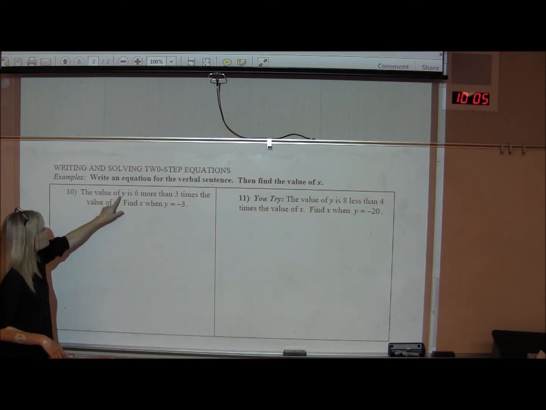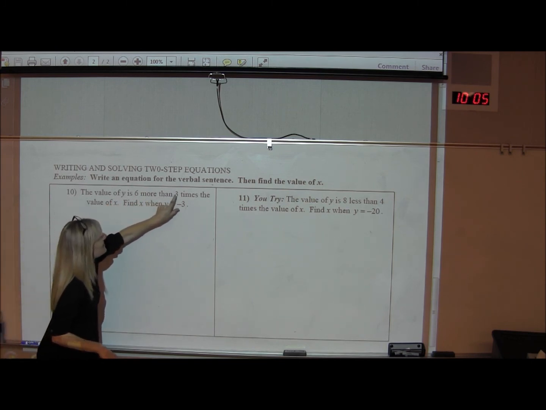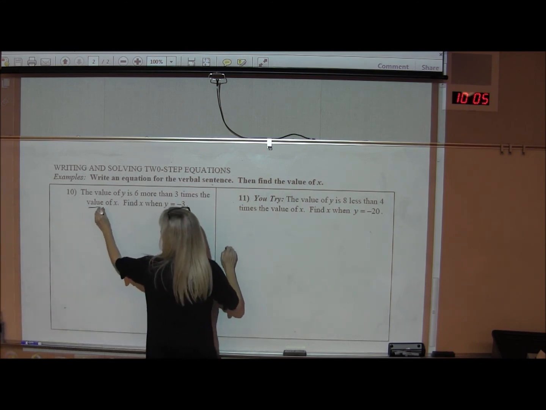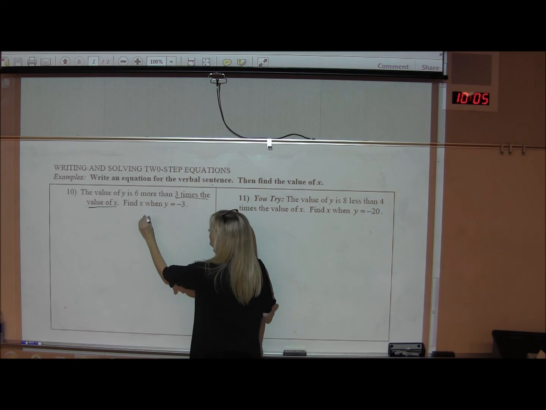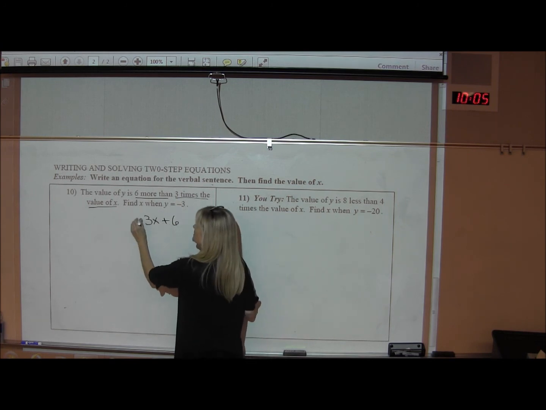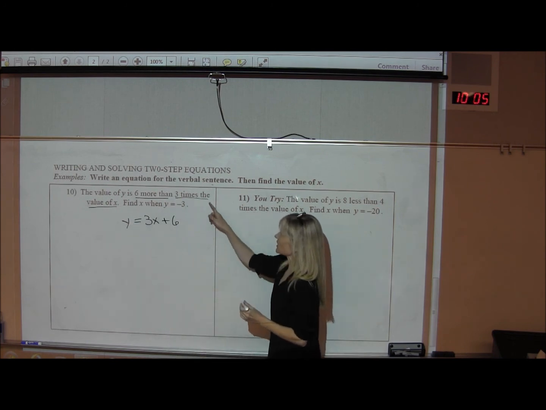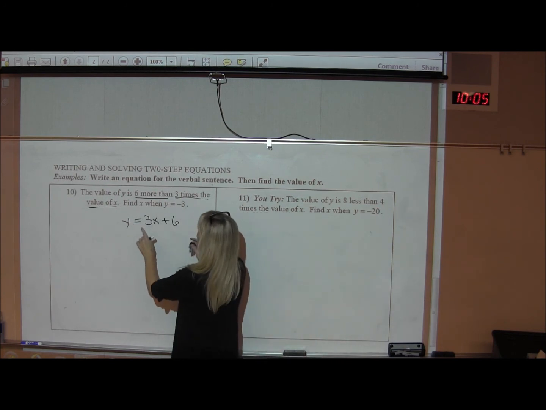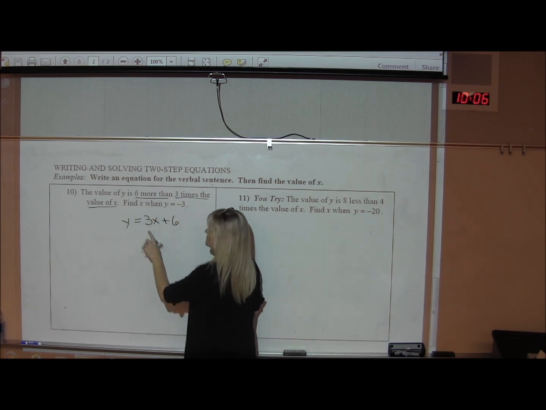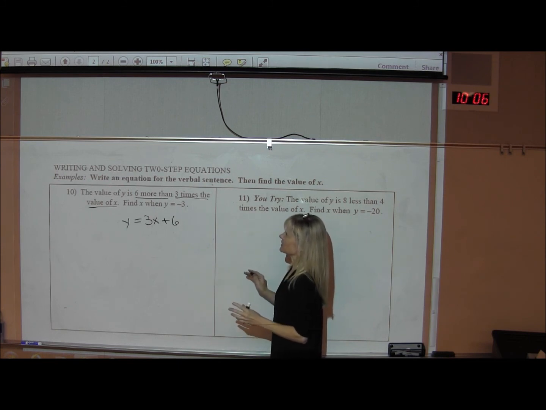When I say it out loud, it's verbal. The value of y, these are tricky, is 6 more than 3 times the value of x. Here's what I do. Okay, I know I've got 3 times the value of x. That's just 3x. 6 more than that is plus 6. The value of y is this. So y equals that. So I just start underlining. But if I start with something, it would be easy to say 6 more than 3, but then you've missed the times the value of x part. So be very careful in your reading.